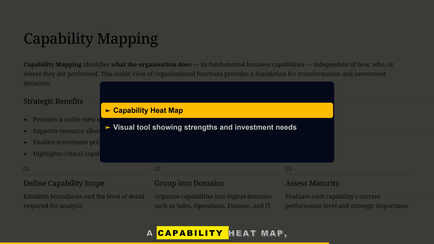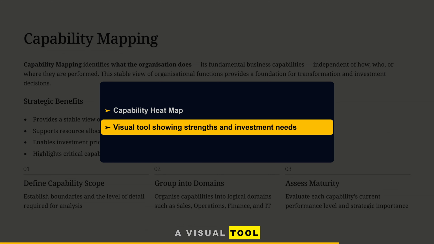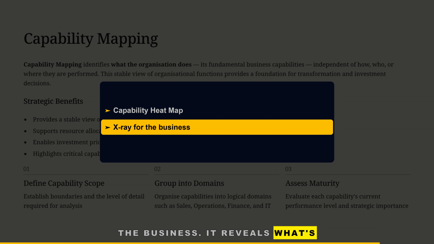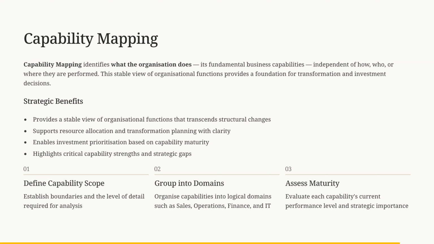The result is a capability heat map, a visual tool that shows where the organization excels and where investment is needed. Think of it as an X-ray for the business. It reveals what's strong, what's weak, and where the pain points lie. And just like a doctor, your job as a BA is to help the organization heal and grow.